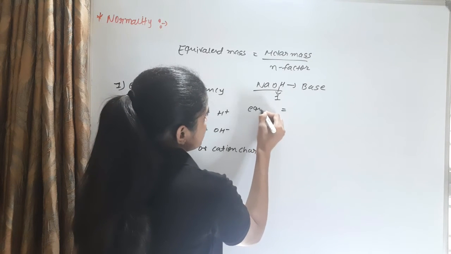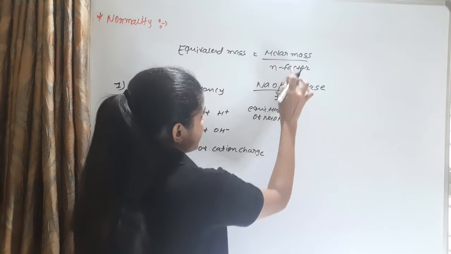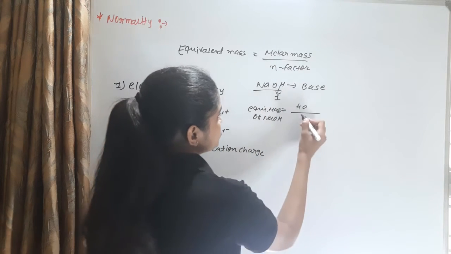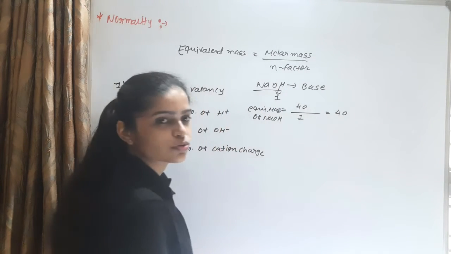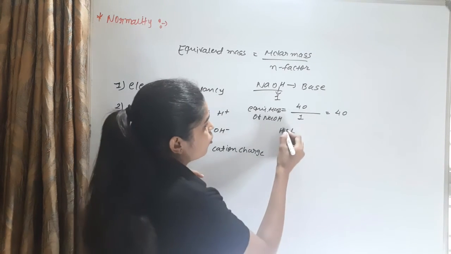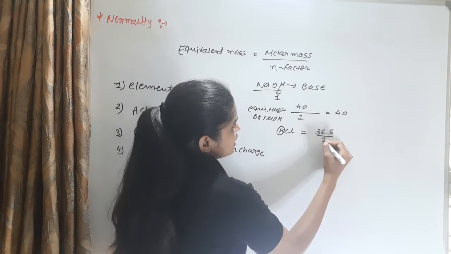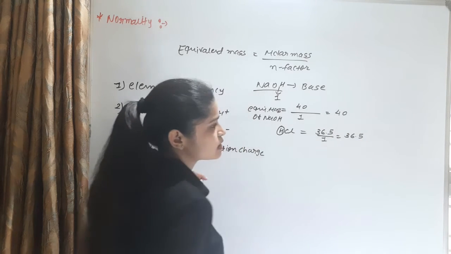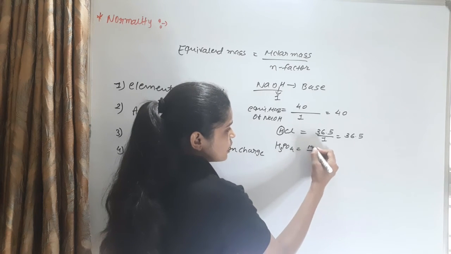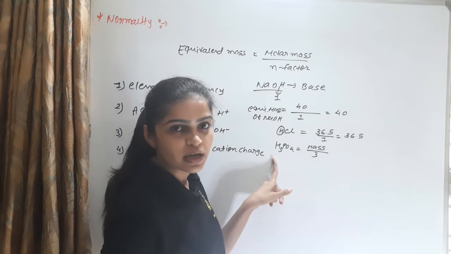So the equivalent mass of NaOH is the molar mass of NaOH, 40, divided by the n factor, 1. So its equivalent mass is 40. Then HCl. For HCl, only the H plus ion is present, so it gives 36.5 divided by 1. Its equivalent mass is 36.5. In the same way, H3PO4: its molecular mass divided by 3. Its n factor is 3 because of the 3 H plus ions.